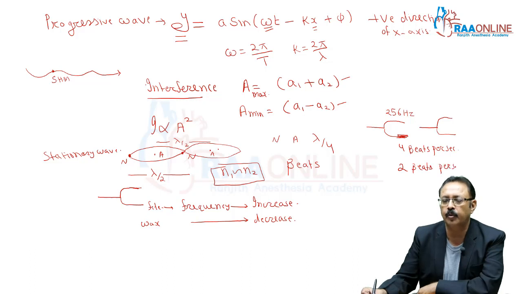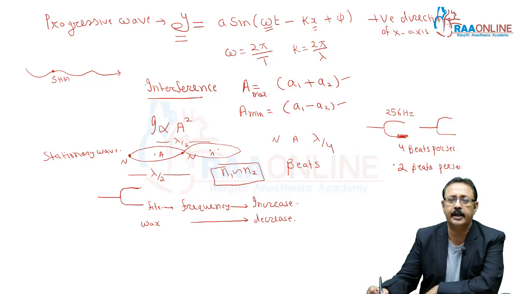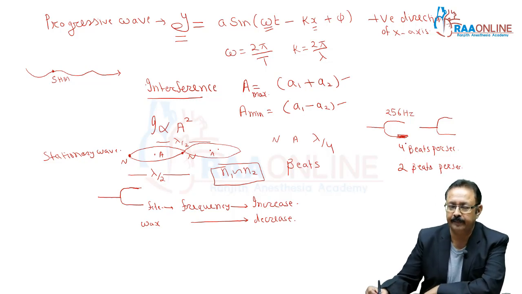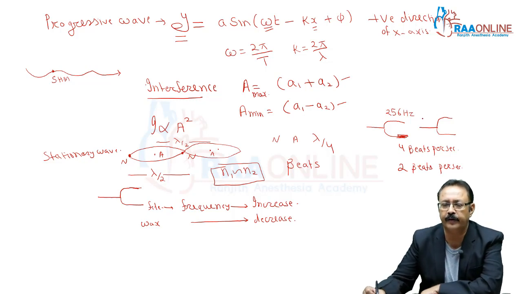What is that unknown frequency? So how to solve this type of problem? See, number of beats means difference between frequency. If initially we are hearing 4 beats per second, it means the difference of these two frequencies, this unknown and this known, should be 4.